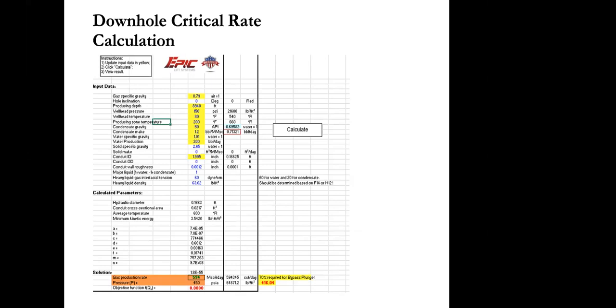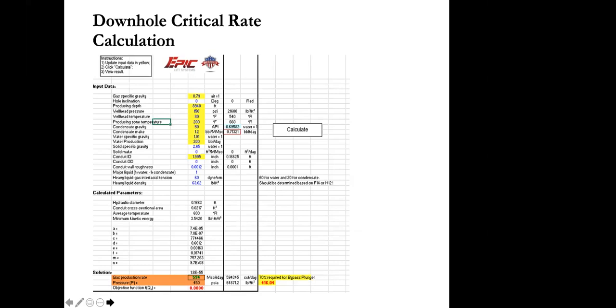Downhole critical rate is more specific. It factors in how deep we're lifting from, how much fluid, how much oil versus water, the wellhead pressure, just like it does with a standard critical rate calculation, but it also factors in temperatures. So our temperature, the condensate gravity, as well as the water specific gravity, all those extra things are factored into this calculation sheet. So Tawny's going to share this calculation sheet with the group.